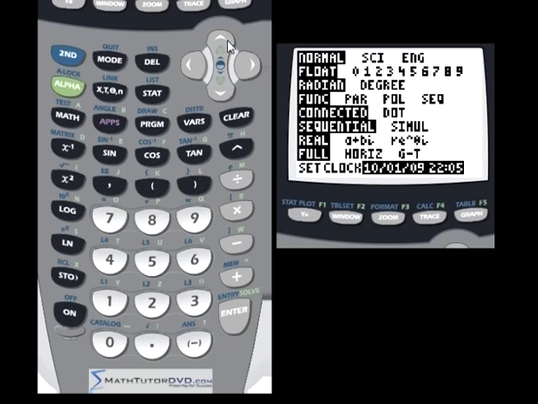So be careful. If you have this set on anything other than floating point, you need to be aware of that. Okay, up above it here we have normal mode, which is what we're operating in, and here's scientific notation and engineering notation. Now, those of you in science know that scientific notation is when you're trying to represent very large or very small numbers. So it's highlighted here. That means it's selected.